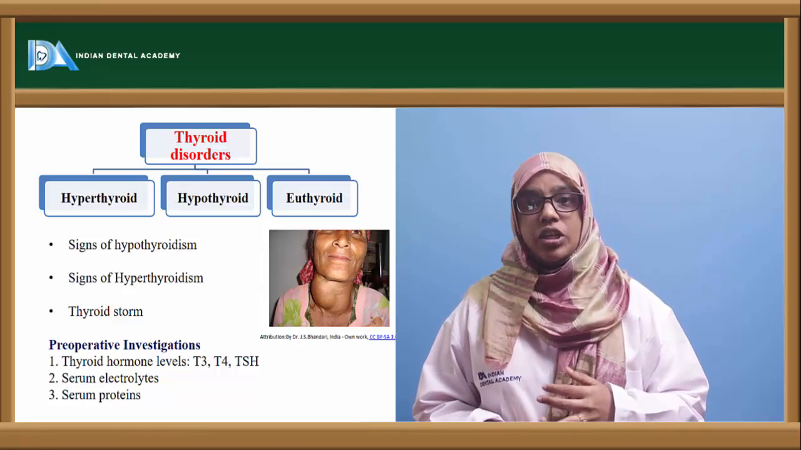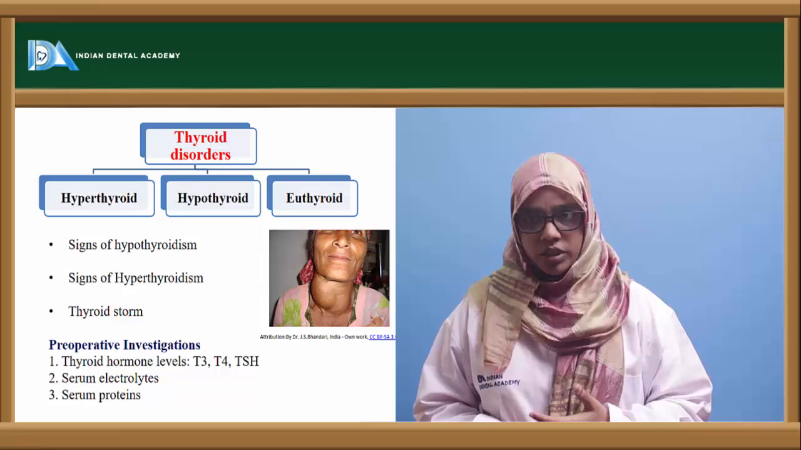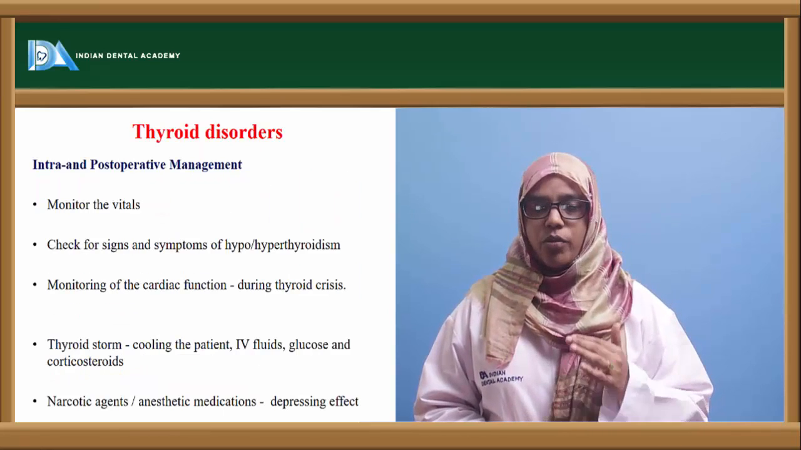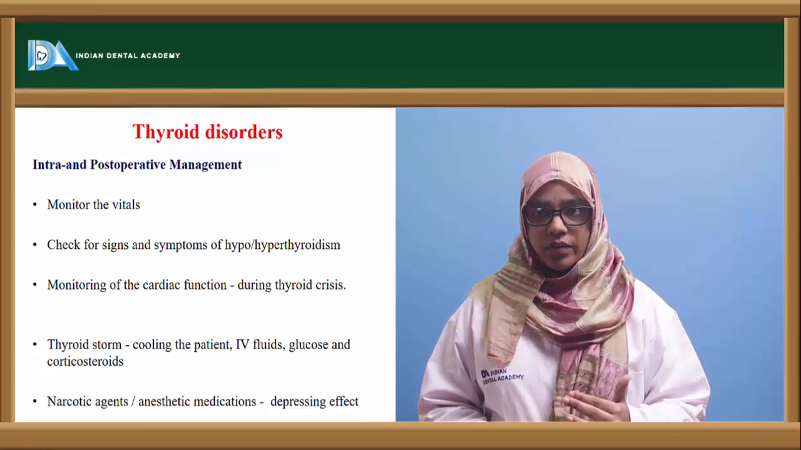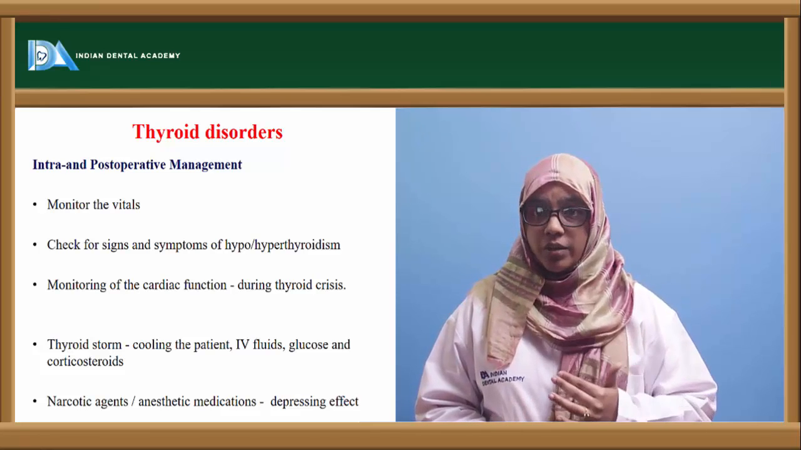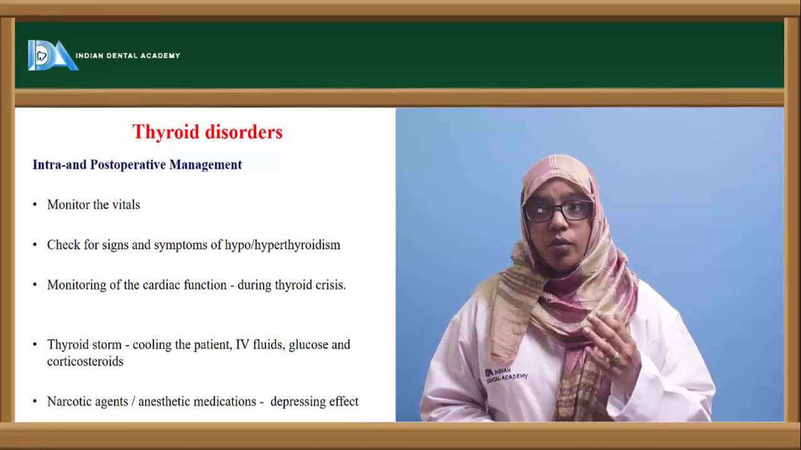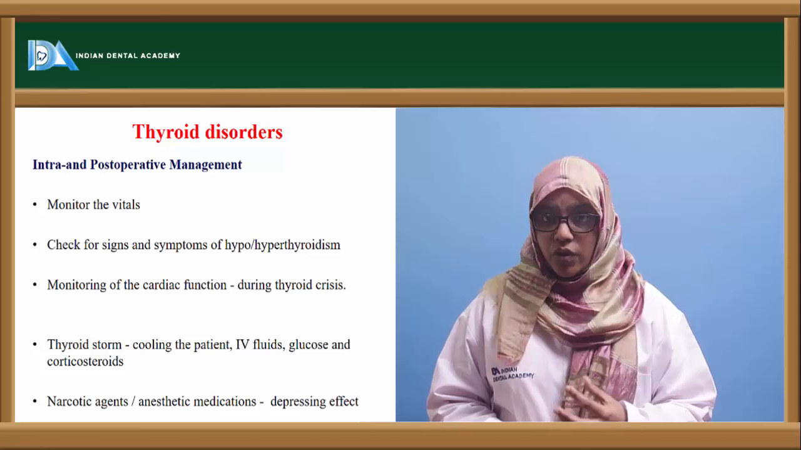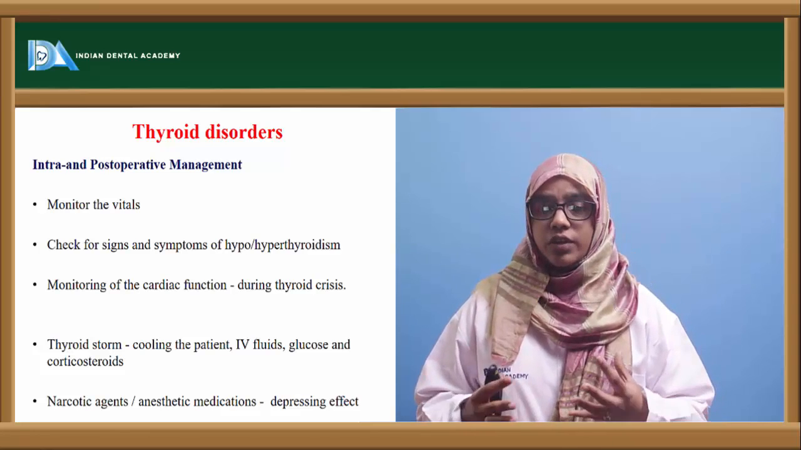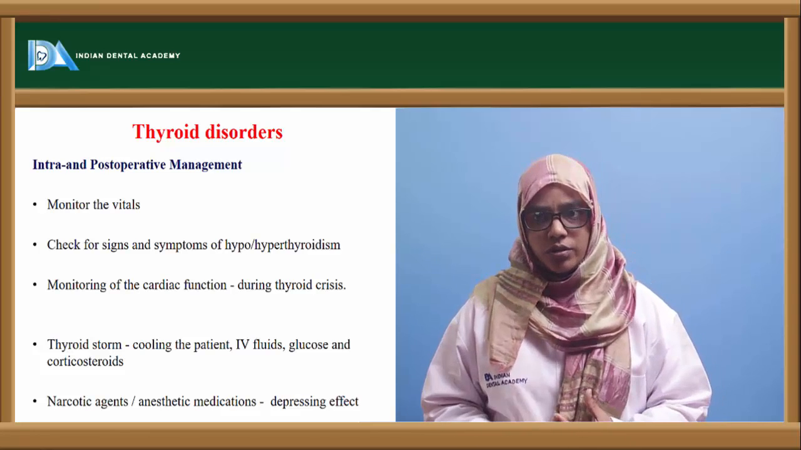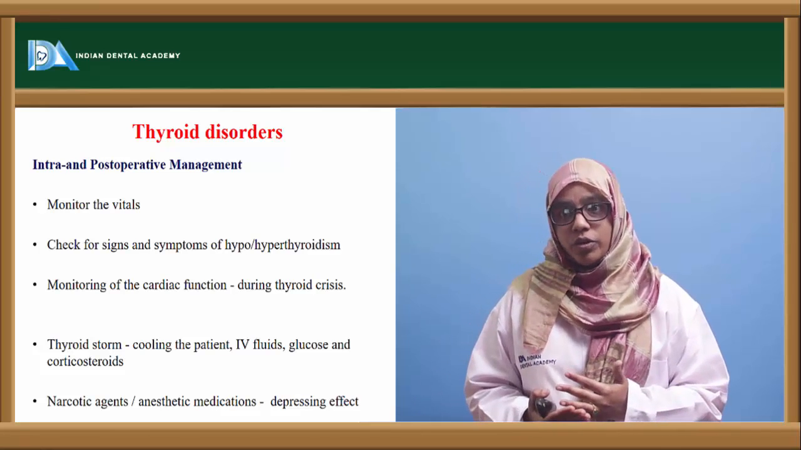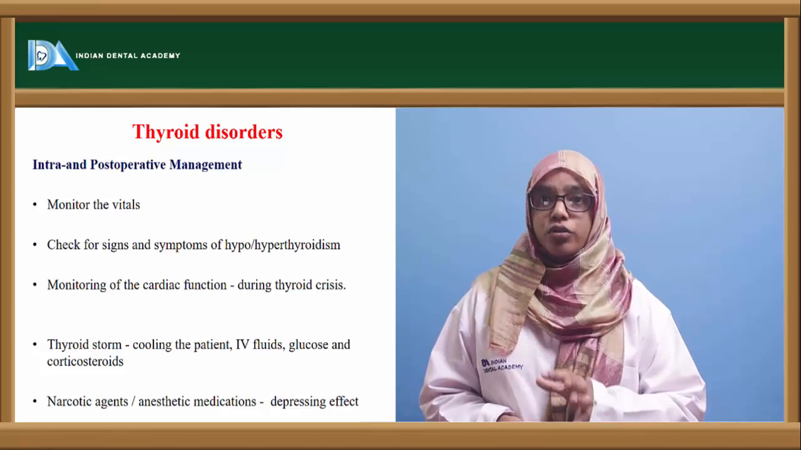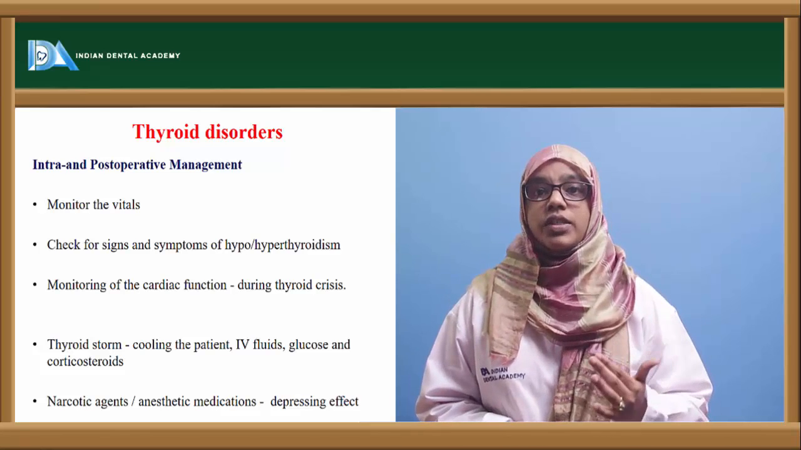level, T3, T4 and TSH, whether they are normal or not, serum electrolyte and serum protein level. Intraoperatively, monitor the vitals, monitor the thyroid level, check for signs and symptoms of hypo and hyperthyroidism, and monitor the cardiac function during the thyroid crisis. If thyroid storm occurs, cool down the patient, give IV fluid, glucose and corticosteroids. In case of a hypothyroid patient, the use of narcotic and anesthetic medication should be done cautiously because they can cause central nervous system depression.